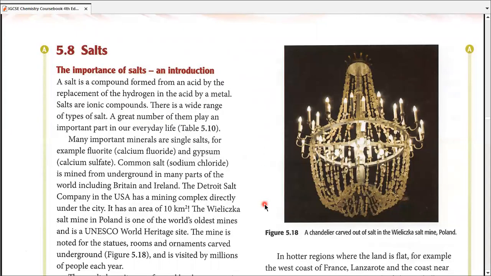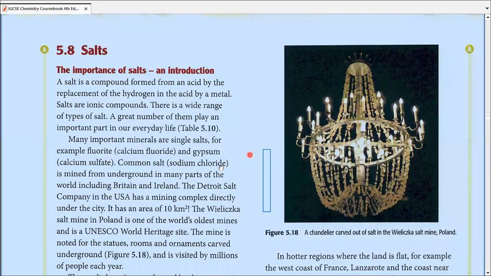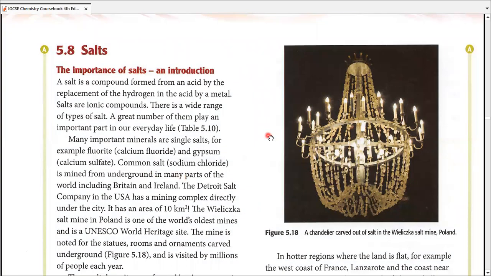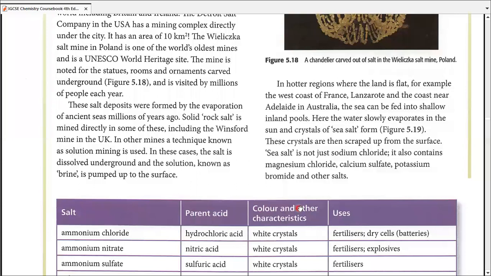5.8, salts. It's more about salts and importance introduction. We understand the most common salt is sodium chloride, and it is mined from underground in many parts of the world. Around the world, the two biggest mines are actually in Poland and Pakistan. These are one of the biggest mines around the world. But we do get a lot of salt from the seawater.